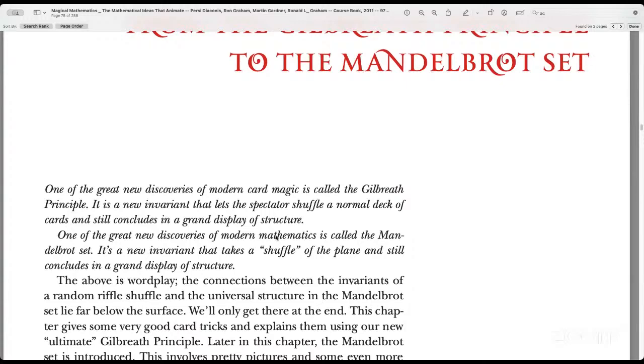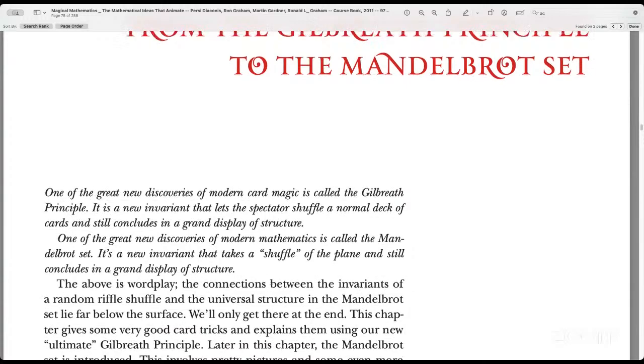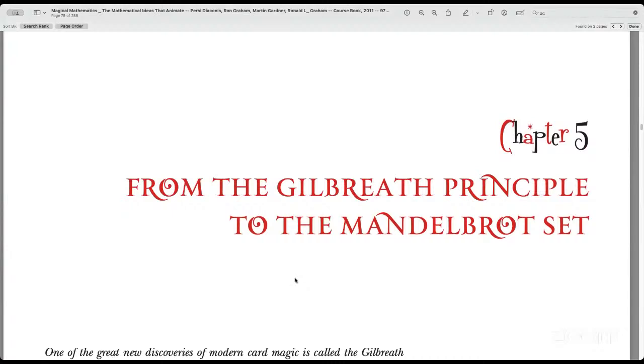So we're going to come back and look at the Gilbreth principle, and we're going to look at some properties of shuffles as we go through the next 3 chapters.